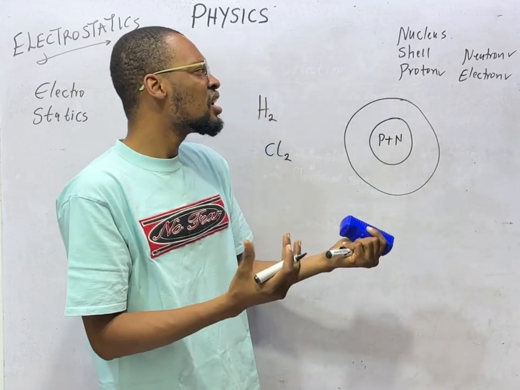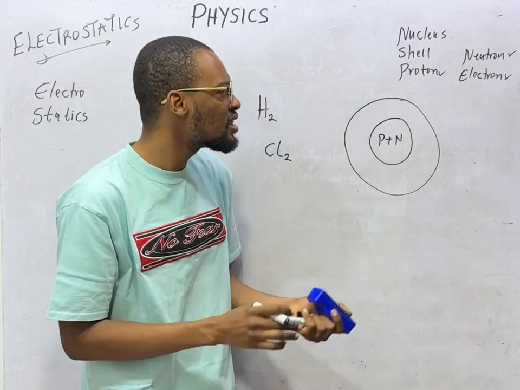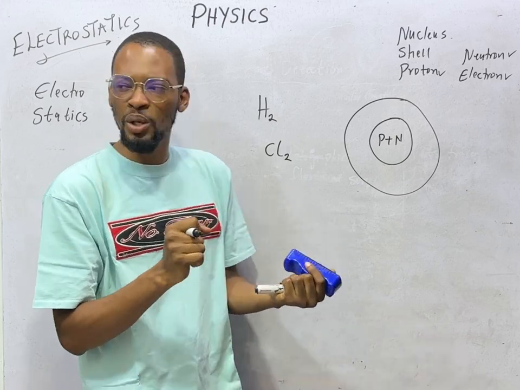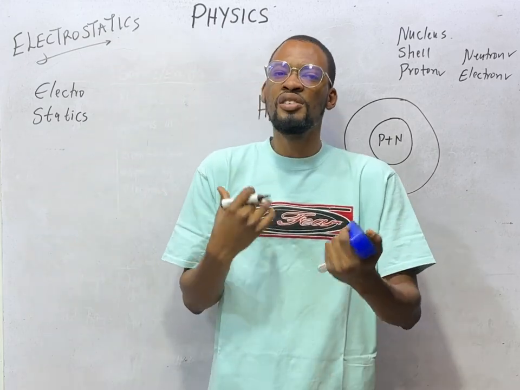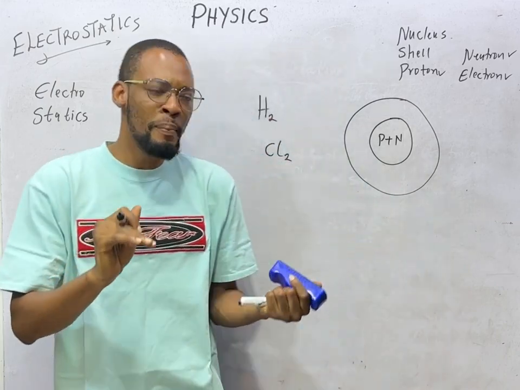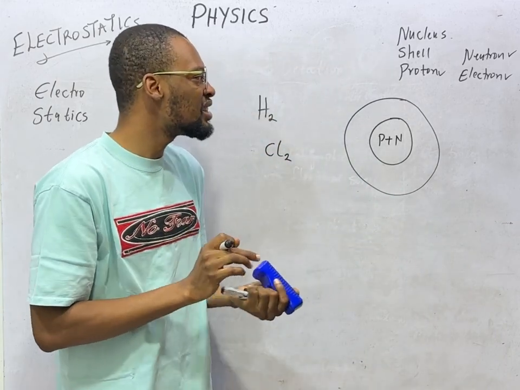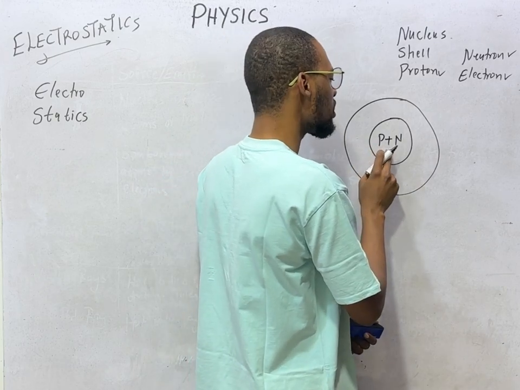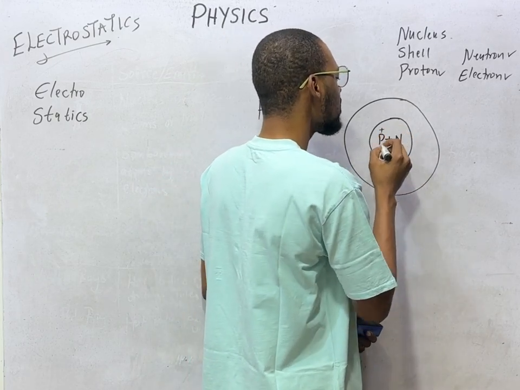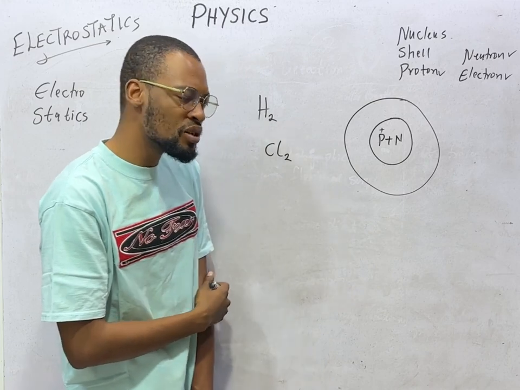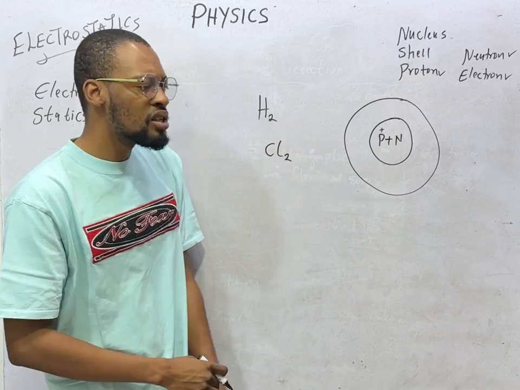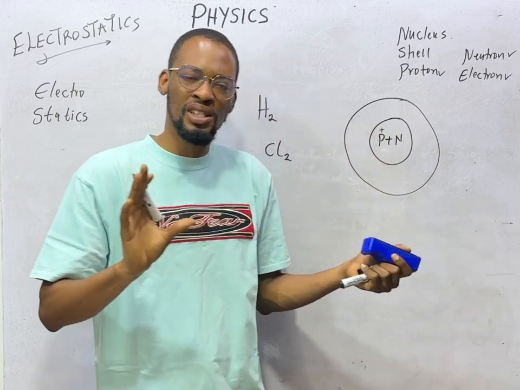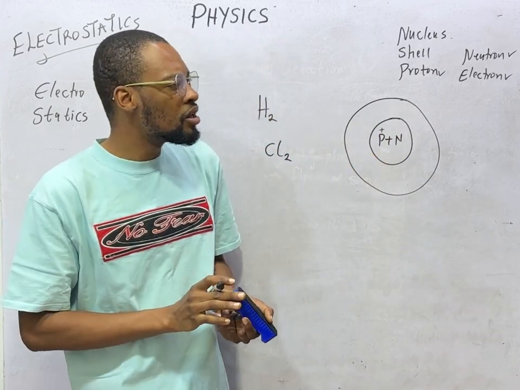And this electric charge can be positive or negative. It can be plus or minus. The plus charge is referred to as positive charge. The minus charge is referred to as negative charge. So now, this proton is in the nucleus. Proton is a positively charged subatomic particle. And this neutron is neutral. It does not possess any charge.